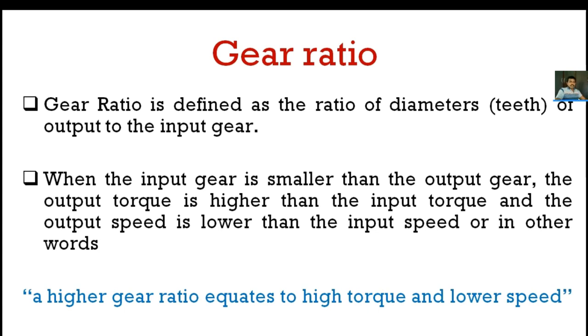To satisfy this, smaller gear gives less torque. Larger gear gives higher torque. Okay, so the output speed is lower than the input speed. Now, higher the gear ratio equates higher torque and lower speed.